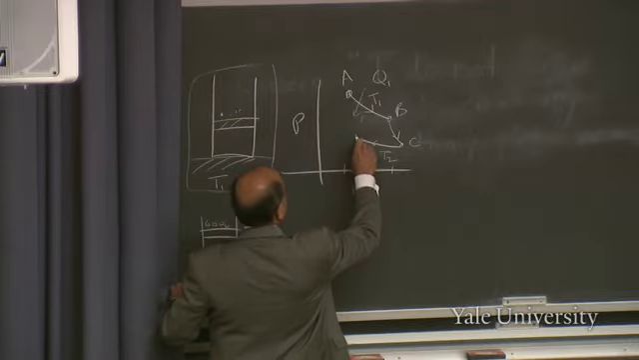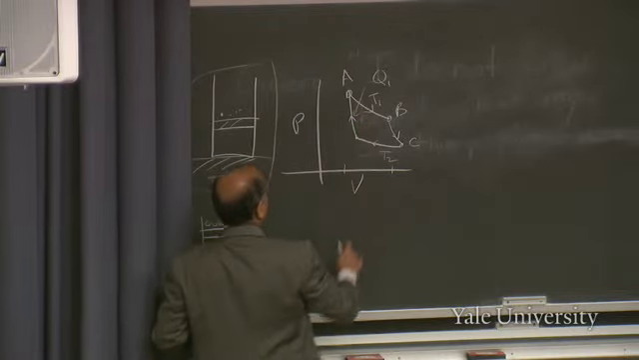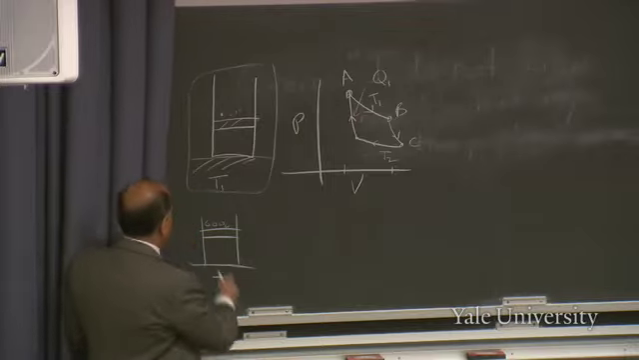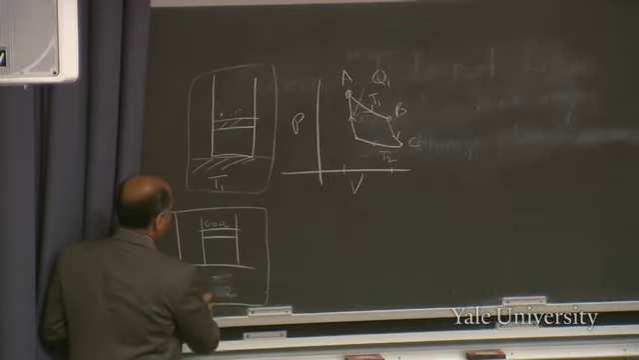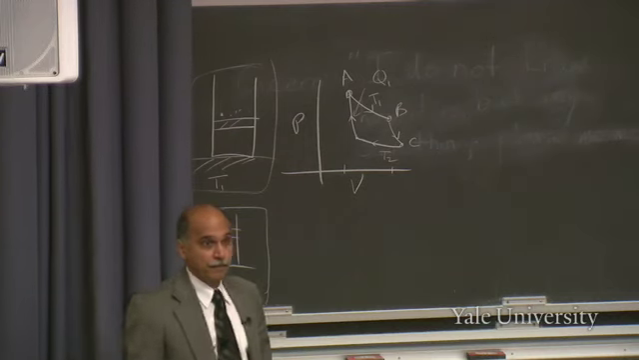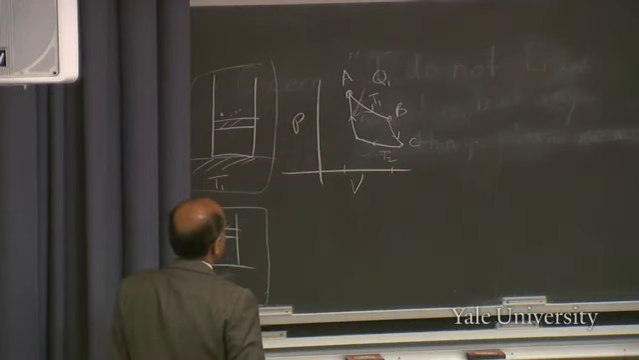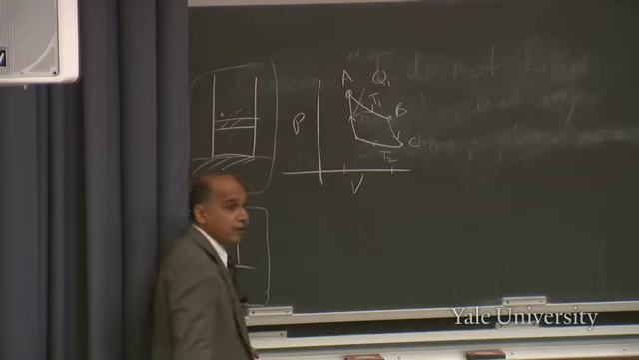And finally, you come back to the starting point by further compression, but adiabatic. And adiabatic means it's insulated from the outside world, no heat flow. So there are four parts. There are two things you have to notice about the Carnot engine.